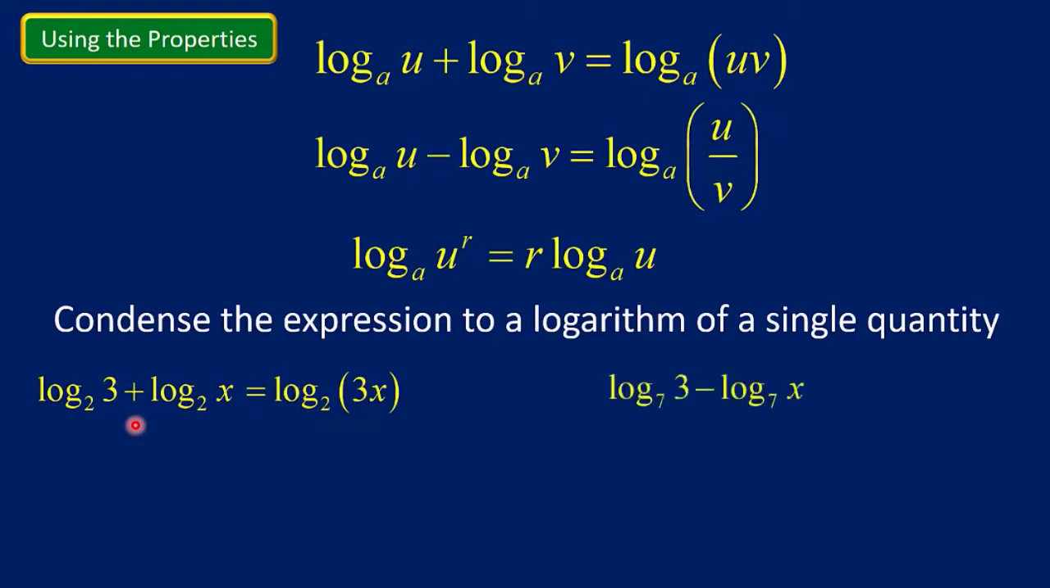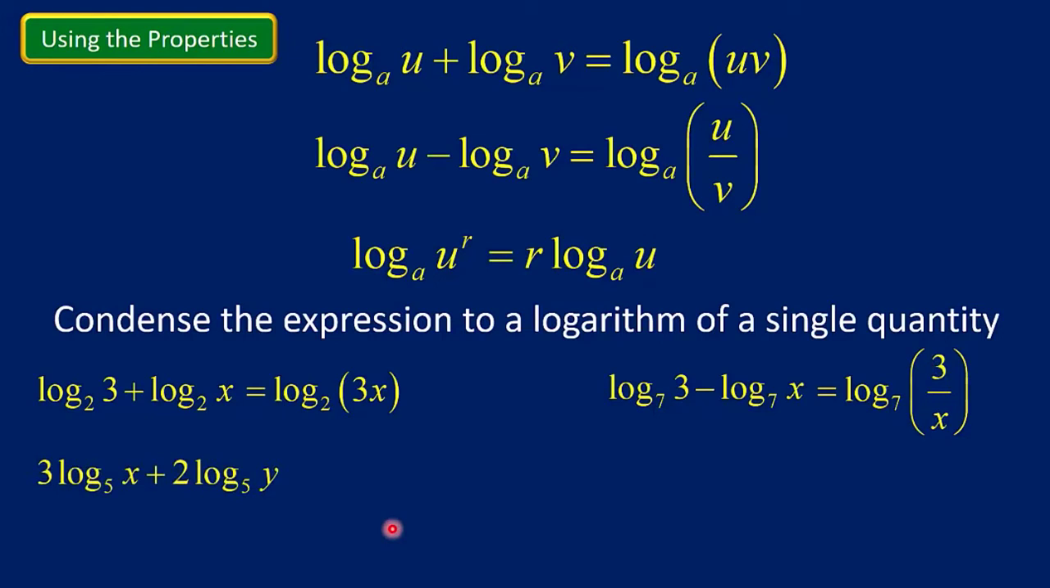Okay, let's take a look at this one. Now we have a difference of logs. Log base 7 of 3 minus log base 7 of x. This is a difference, so it's pointing us to this property. Now note that this is just log base 7 of 3 over x. It's not log base 7 of 3 over log base 7 of x. No, it's just one log here. A log of this quotient. That's what it is. Okay, let's try this one now.